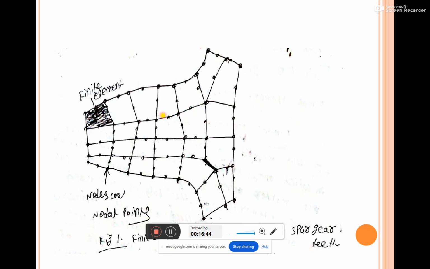In this particular spur gear problem, the spur gear is divided into small elements. Dividing it this way is the finite element method. Later I will discuss how we can apply the constraints, boundary conditions, material properties, all those things. By applying them, we can find out the stress distribution or displacement.